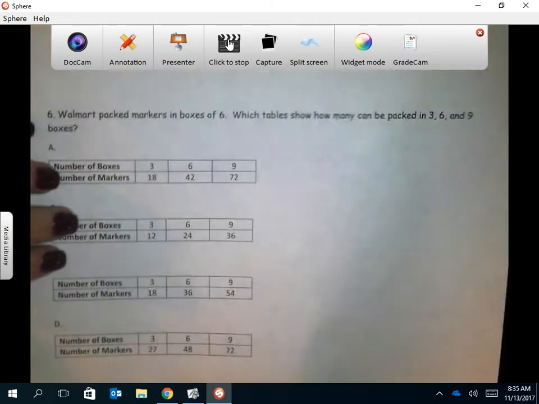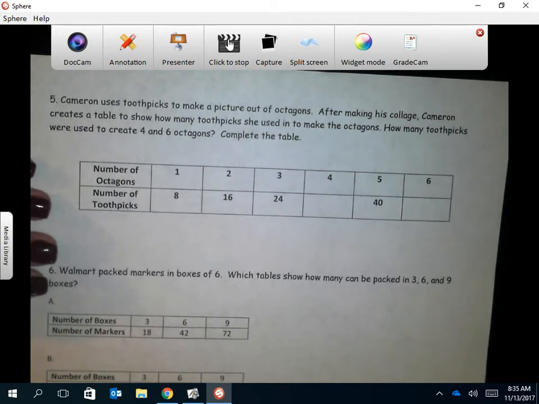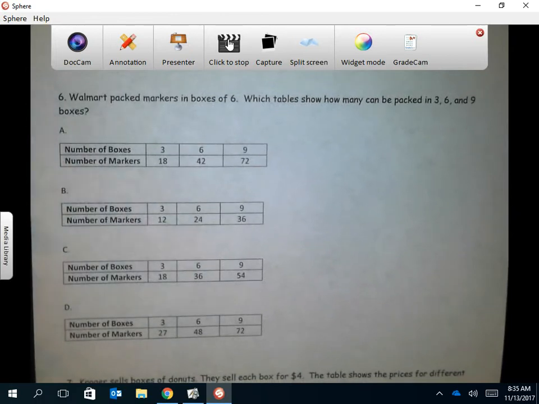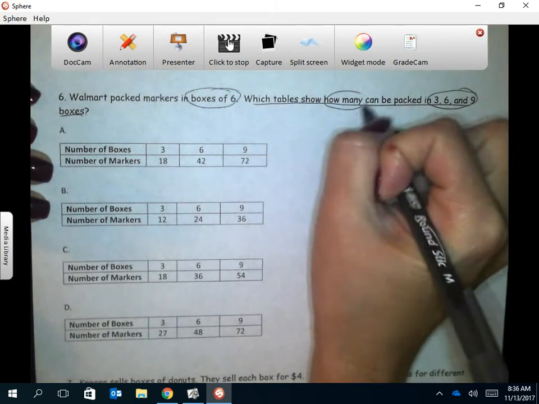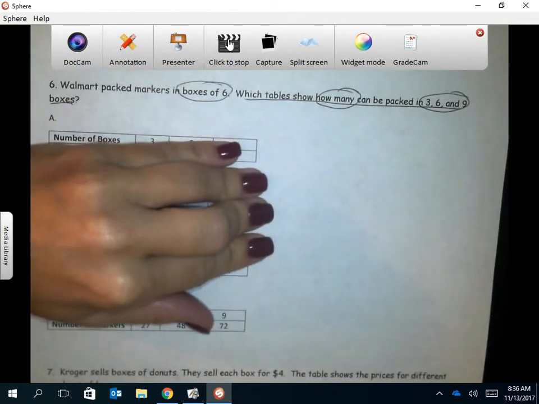On the back, there are 3 questions with patterns and tables. Okay, so when you're doing this, I'm going to do number 6 right here. This says, Walmart packed markers in boxes of 6. Which tables show how many can be placed in 3, 6, and 9 boxes? So here's my question. Here are my important things that I need to know. And then I'm going to solve. Well, guess what? I'm going to cover up this because I don't really need to look at this yet. I need to make my own table.